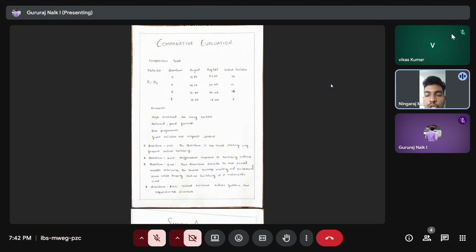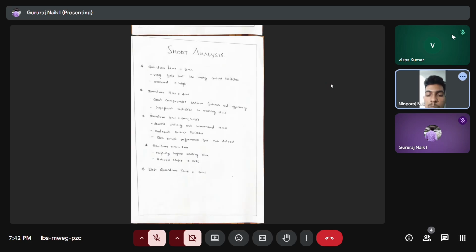Next, short analysis. From the comparison, 6 milliseconds gave the lowest average waiting time and turnaround time with reasonable context switches. Quantum 2 wasted CPU time due to too many switches. Quantum 8 increased the waiting time for smaller processes. Therefore, for this dataset, 6 milliseconds is the most efficient quantum value.